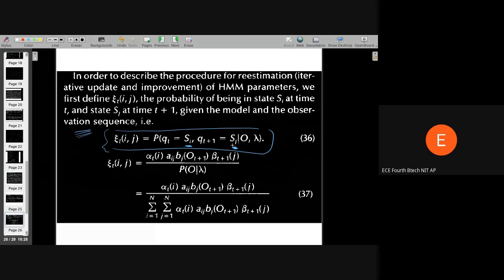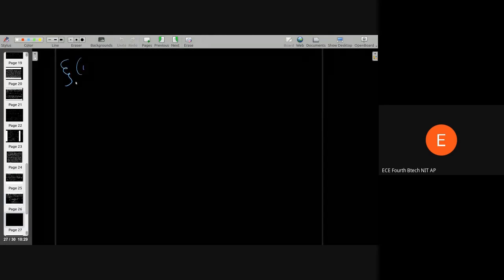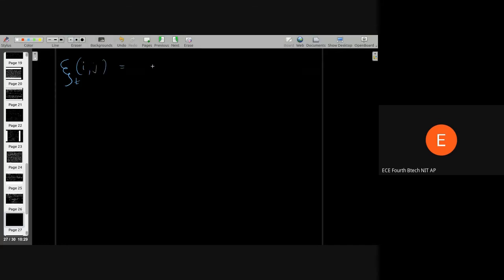So let's figure out how to get a recursive relation for this. So what we have, zeta t i comma j. Yes, zeta t i comma j is the probability of qt equal to si, qt plus 1 equal to sj, given the observations. I'm removing lambda to avoid confusion, or make it easy for you to understand.